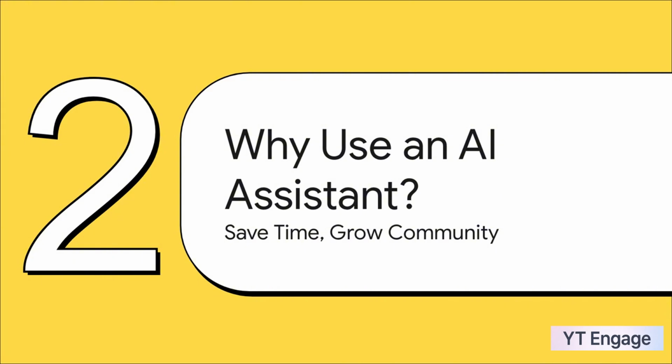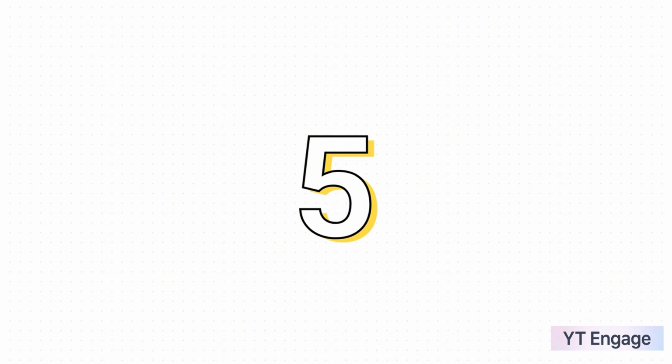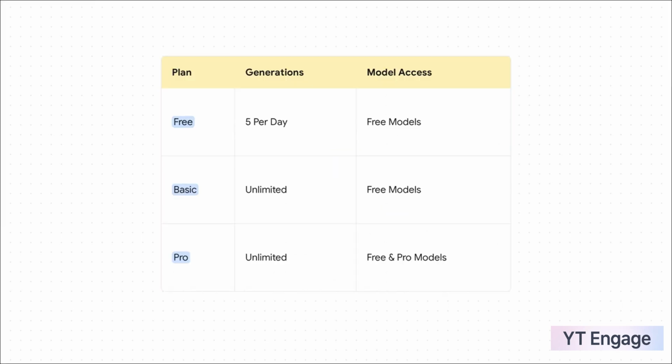So we get the promise, but why even bring AI into your comment section in the first place? Well, it really boils down to two huge things: saving you a massive amount of time and freeing you up to actually build a stronger, more connected community. I mean, in today's creator world, the pressure to be always on is intense, and tools like this are a direct answer to that reality. And the barrier to entry? It's basically zero. You get 5 free AI-generated comments every single day. That's more than enough to play around with it and see if it actually fits your workflow, all with zero commitment. And if you decide you like it, the options are really straightforward.